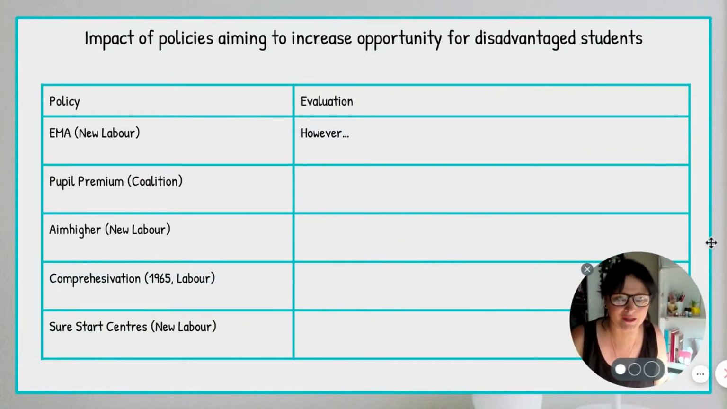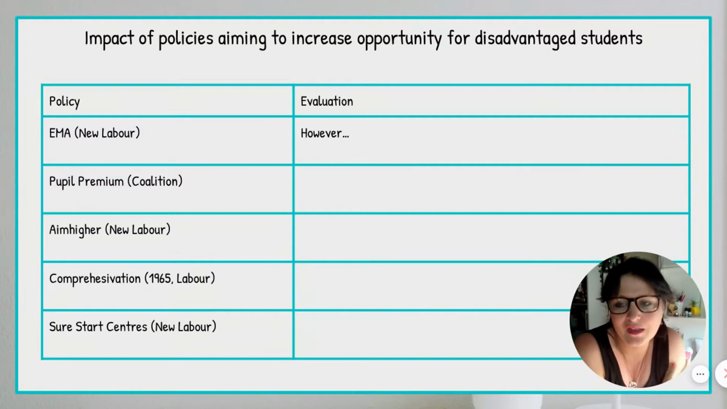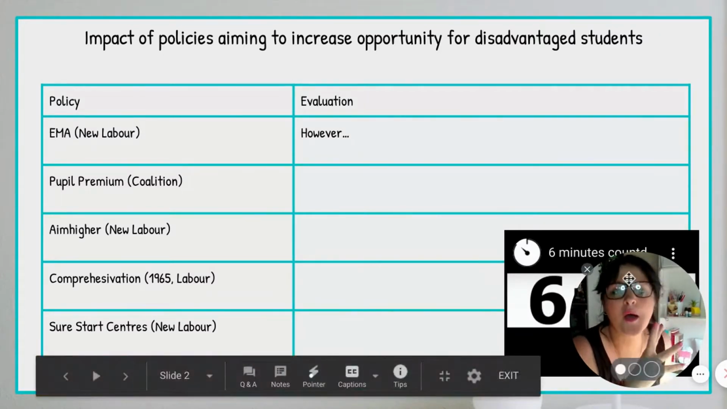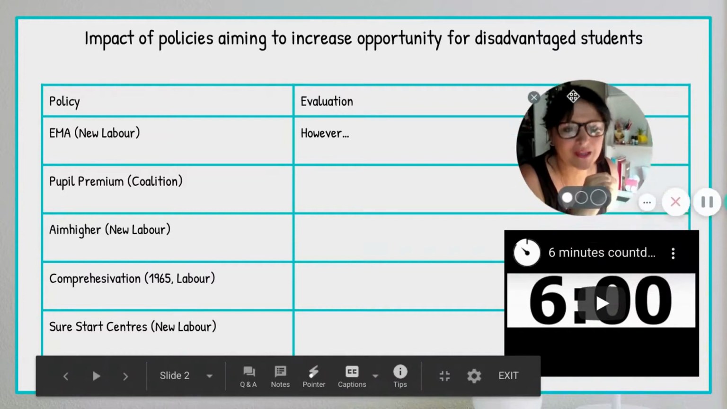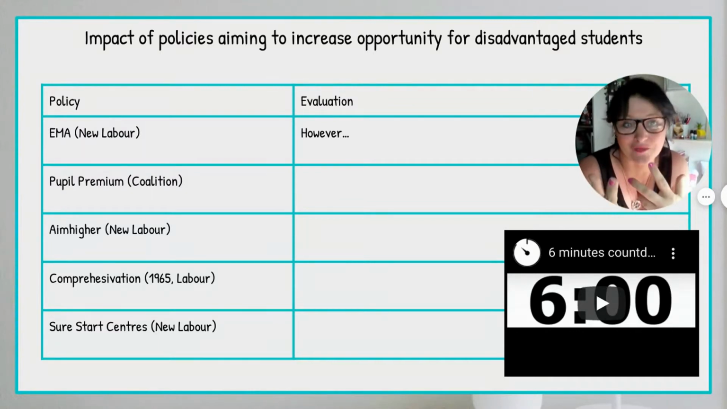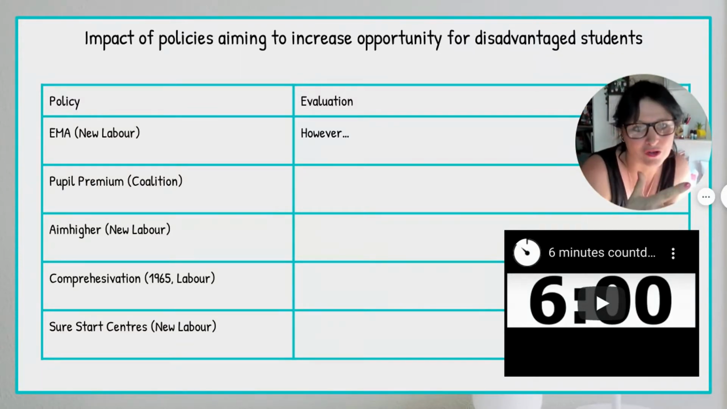And what we've got here is a table that I'm going to give you a few minutes to work on. And I would like you to have a think about the impact of these policies and the evaluation of them. So if you imagine that someone has already told you the positives of each of these, and you are now going to say, well, however, we could argue that. So the positive would be the original intention of the policy. So EMA, for example, this was intended to support the students who may not have stayed on otherwise.